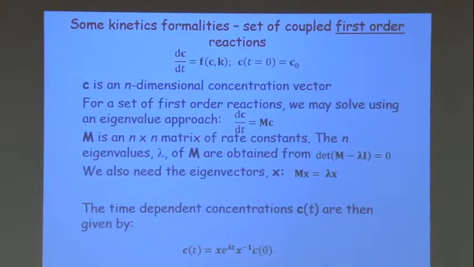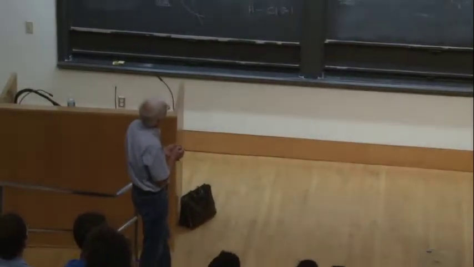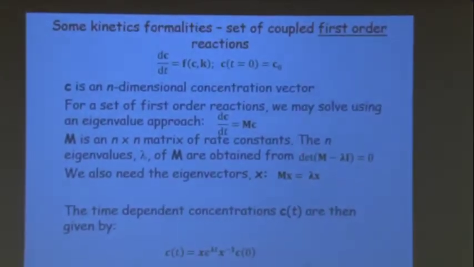For a set of first-order reactions, we may solve using an eigenvalue approach, so we can write down the expression in terms of this term here, where M is an n by n matrix. If you've got n species, an n by n matrix of rate constants. It may be quite a sparse matrix, depending upon the size of the mechanism. And there are then n eigenvalues lambda of this matrix M, which are obtained from this determinantal equation here.